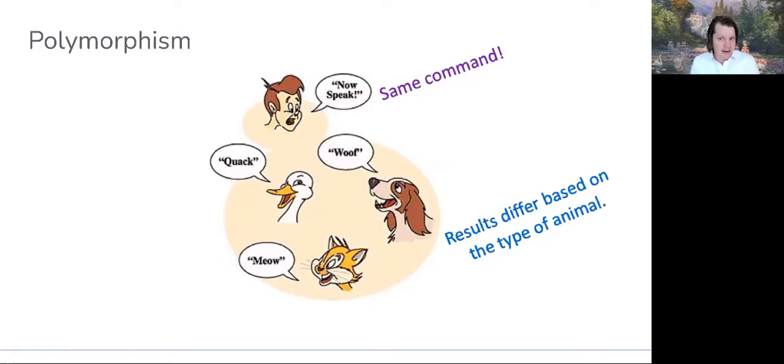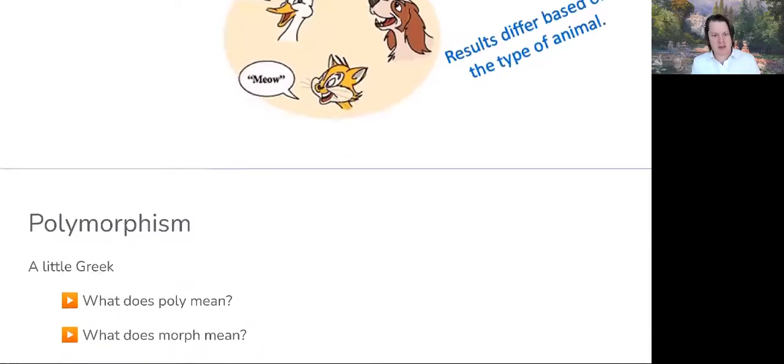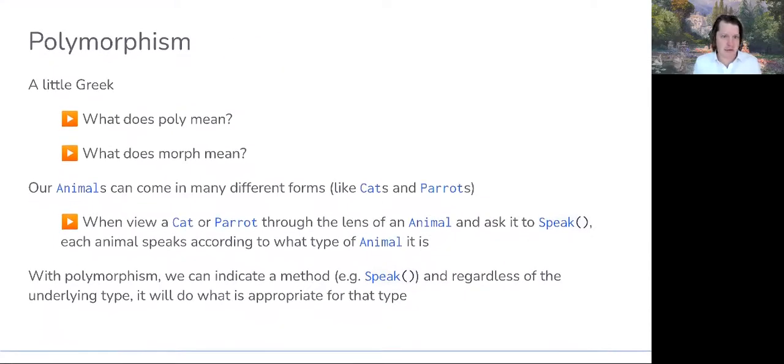And if we're looking at a collection of animals and they have the same behaviors, but different results, what you can say is your animals are coming in many forms. And that's where we're getting into this polymorphism. So polymorphism is derived from Greek, and poly means many, and morph means forms. So our animals can come in many different forms. Their underlying type, in our case, could be a cat, could be a parrot.